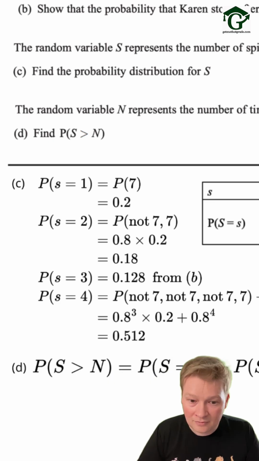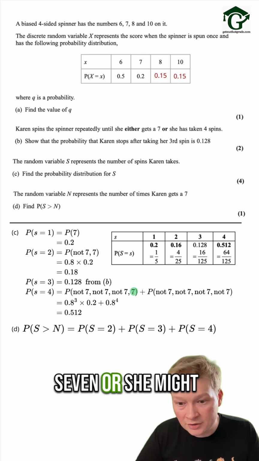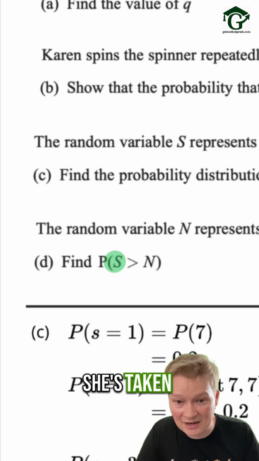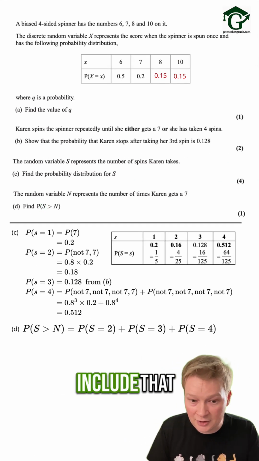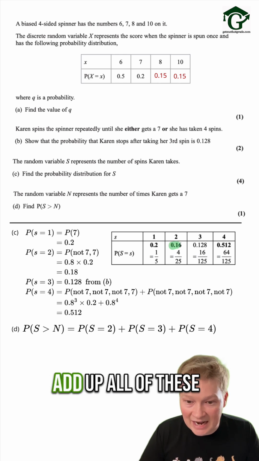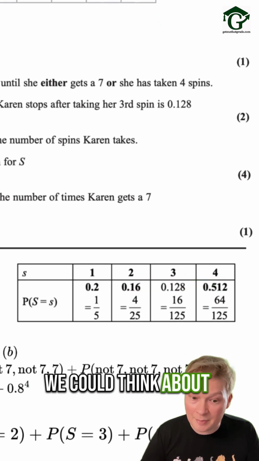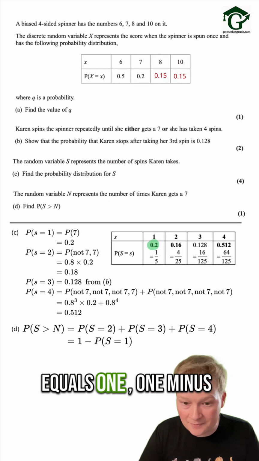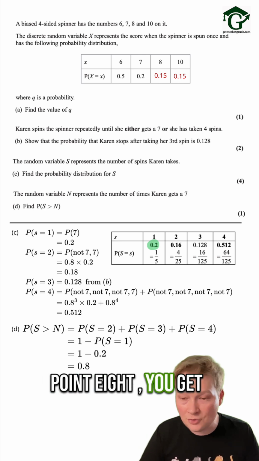Let me explain. For example, for s equals 4, she might have 1 7, or she might have no 7s. But in either case, the number of spins that she's taken is 4, and 4 is bigger than 1 and bigger than 0, so we do want to include that. So one way of answering this is to add up all of these probabilities here, but there's a quicker way of doing it. We could think about the opposite probability. We could do 1 minus the probability that s equals 1, 1 minus 0.2, and that would give us 0.8. Either way, if you get 0.8, you get the final mark.